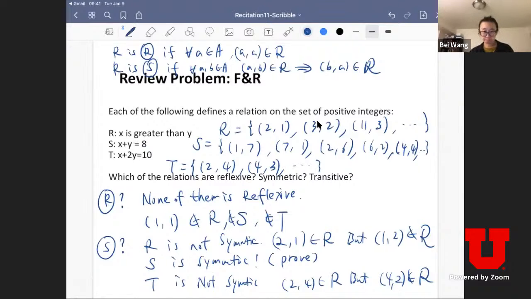Now, finally, the question is, is this relation transitive?